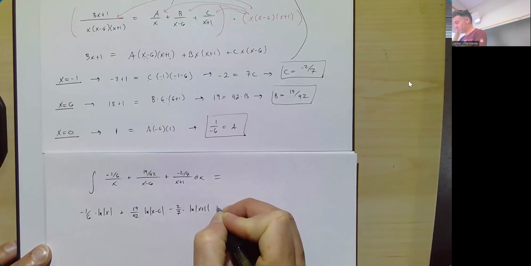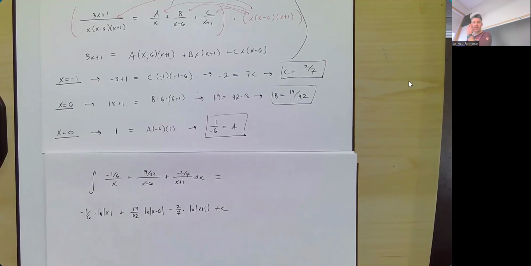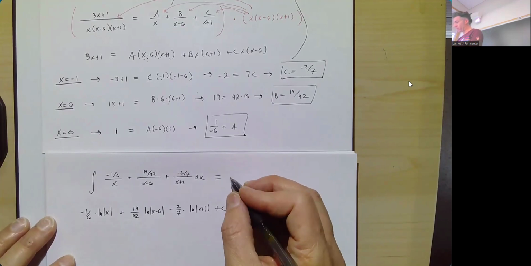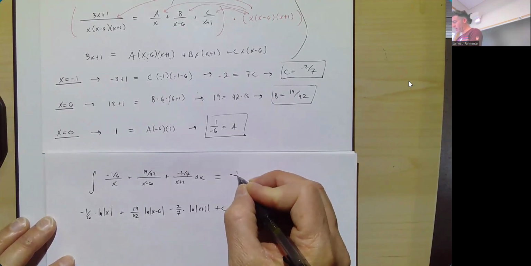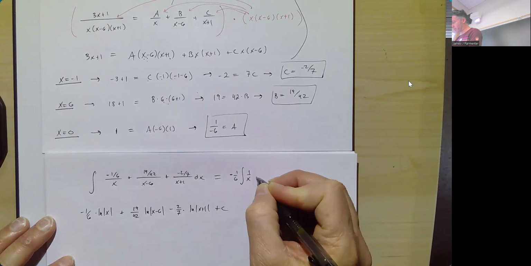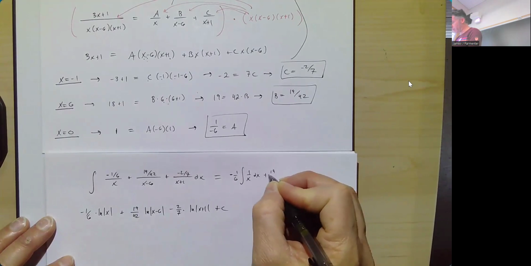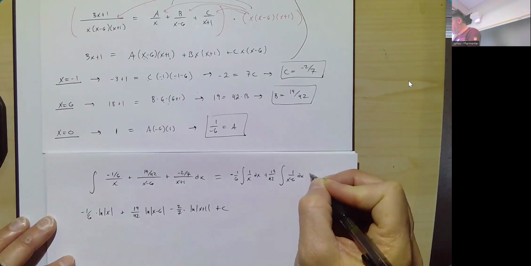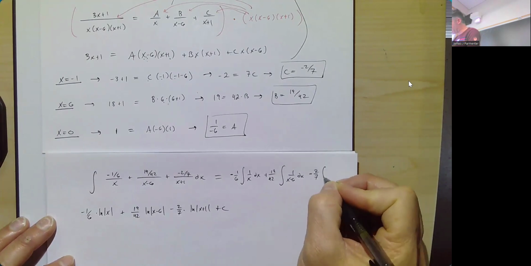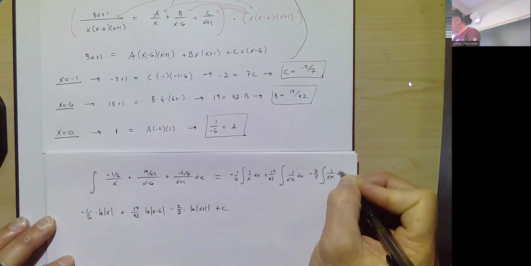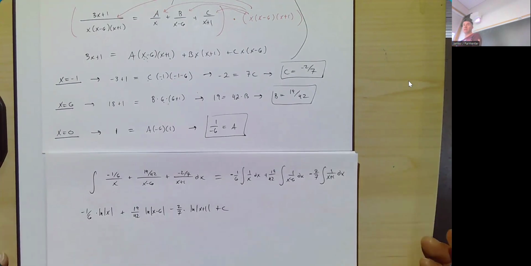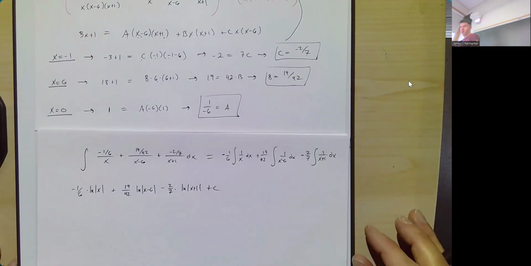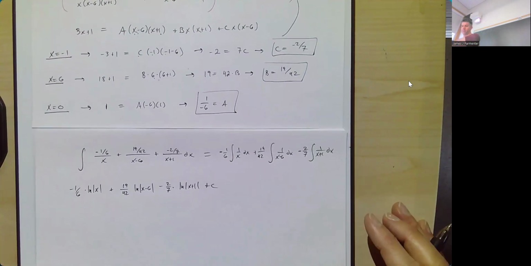Let's see. You can, if you want or need to, break this up into 3 integrals and bring out the constants, right? As -1/6 integral of 1 over x plus 19/42 integral of 1 over x minus 6 minus 2/7 integral of 1 over x plus 1. But I really don't think you need to do that unless you want to. Okay. So, yeah, we got time.